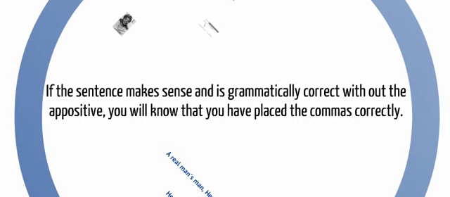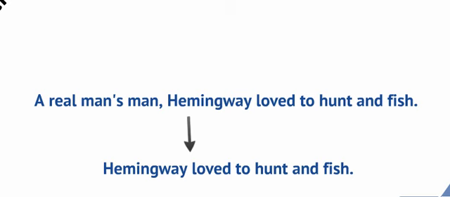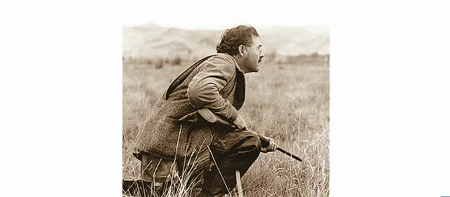Let's look at that sentence that we were just talking about. "A real man's man, Hemingway loved to hunt and fish." So now let's take out the appositive that comes at the beginning of the sentence and look at what we have left. "Hemingway loved to hunt and fish." Does that sentence still make sense? Yes, it just has a little bit less information about Hemingway, but it's still a complete sentence and still works. And here's a photo of Ernest Hemingway doing one of the things he loved most.